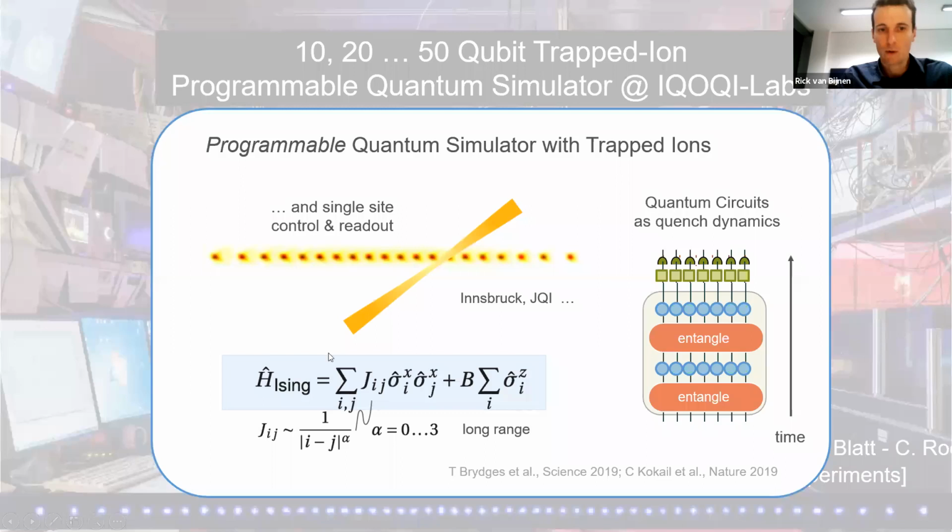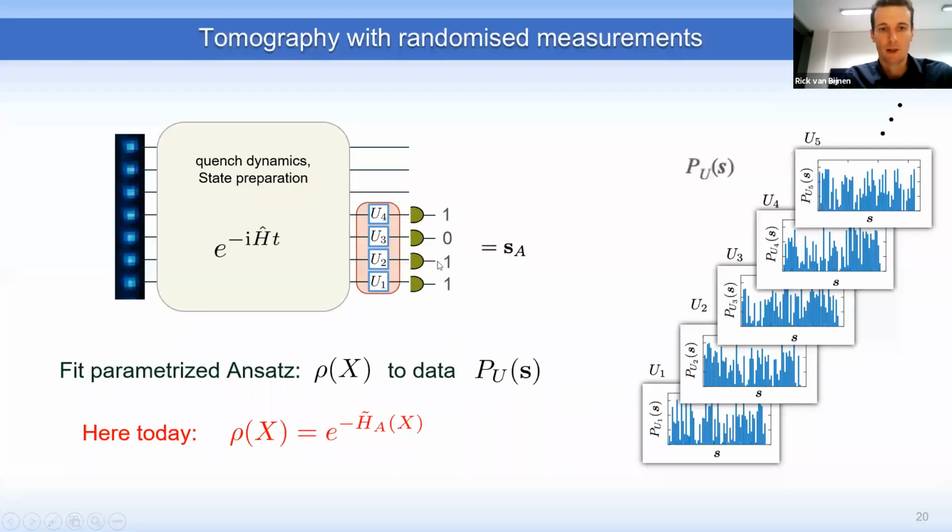Yeah, so we will go now to some data that they took by just applying this Hamiltonian for some time and then doing the randomized measurements. So they collected a lot of data on this system. And we will see how well we can fit our parametrized ansatz with the entanglement Hamiltonian to this data.